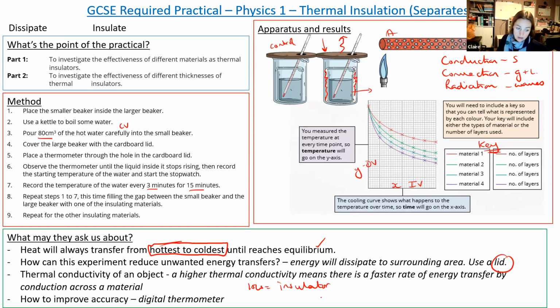Okay. So what you're looking for is a material that has low thermal conductivity to make sure it keeps the heat in. How to improve accuracy? Definitely with a digital thermometer, just like what we're doing with specific heat capacity and other practicals. It's always better with a digital thermometer, far more accurate.